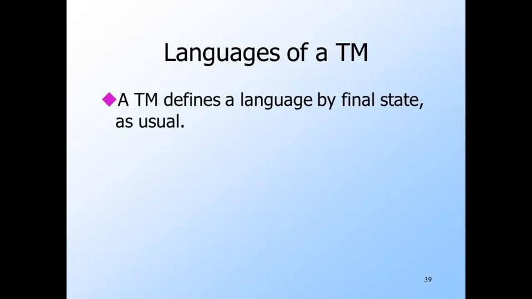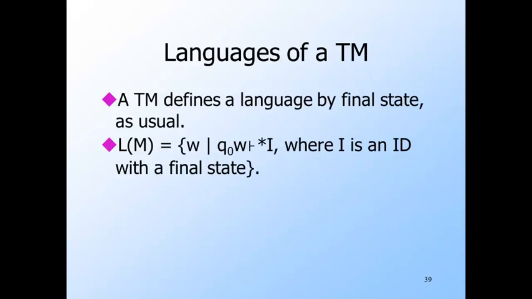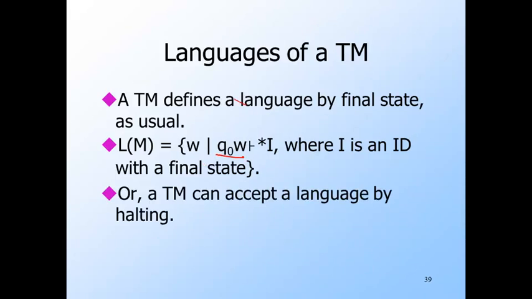Final state is one of these ways, of course. Formally, L of M for a Turing machine M is the set of strings of input symbols W, such that started in the initial ID, that's Q0 W, with W on the tape, M gets to some ID with a final state.